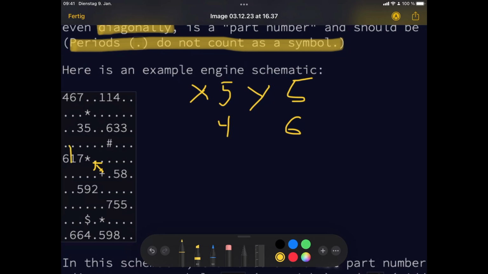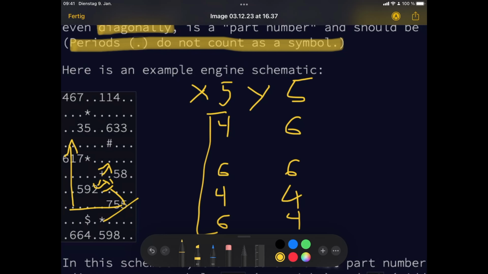So we say our grid is like this. The top left corner is 4 and 6. Now let's check for the top right corner. The top right corner is x plus 1, so 6, also y plus 1, so 6, 6. Bottom left corner is x minus 1, so 4, and y minus 1, so 4 as well. Bottom right corner is x plus 1, so 6, and y minus 1, so 4. Those are all of our corners.